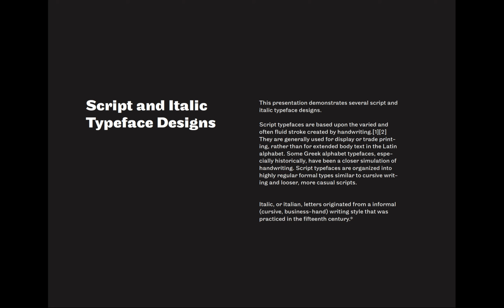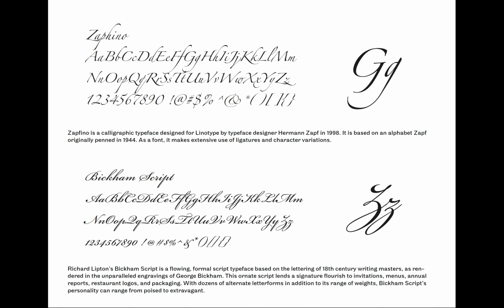But italic, also known as Italian, letters originated from the informal or cursive business handwriting style that was practiced in the 15th century. These are a couple examples. The top one is Zaffino, which was designed by Hermann Zapf in 1998. We can see that it's using what's called the translation model, which, if you recall, is the model of your broad nib pen, or the offsetting of the same line. If you tape 2 pencils together, you can get the same effect. It's beautiful in the form.